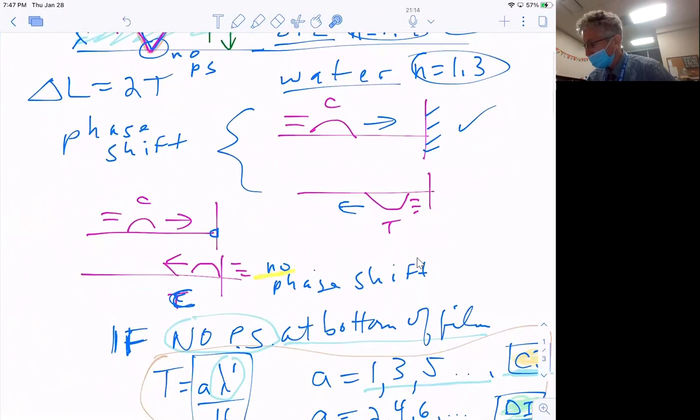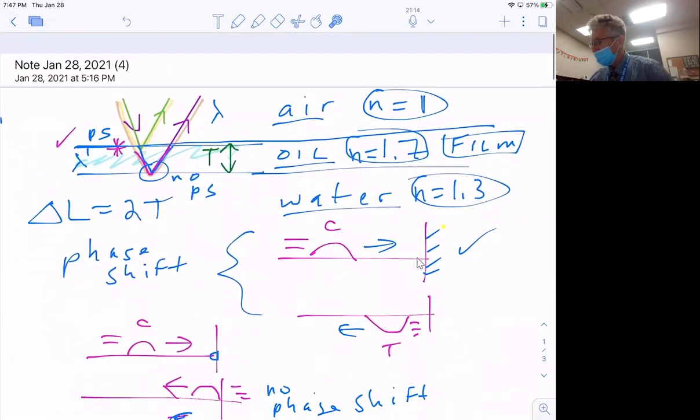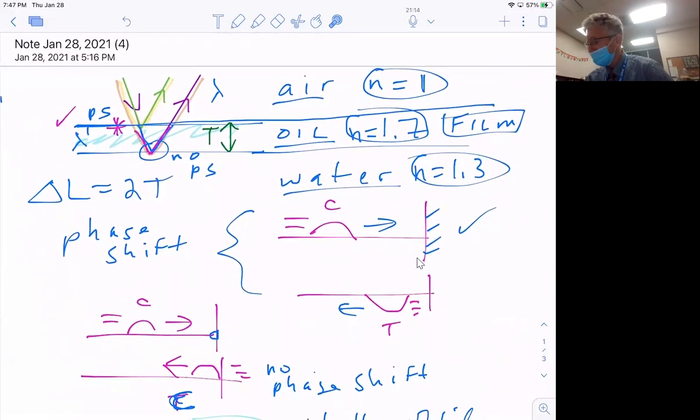If I don't have a phase shift, because I'm holding it really loosely or I have it connected by a string to the ceiling, and I send a crest to the right, it will reflect as a crest to the left. No phase shift. Now, how do we know if there's a phase shift in this situation with the film?